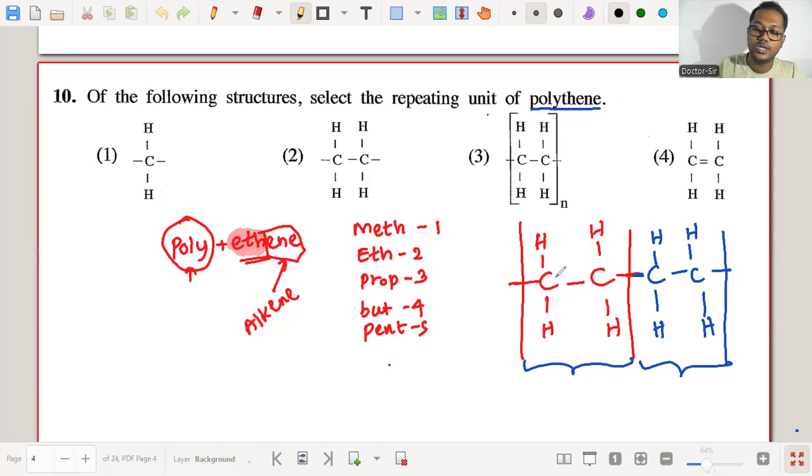So the question's first option is wrong. The second one is correct. The third one, they are putting the number n. If we take more than one repeating unit, we have to call it polyethylene, because there are more numbers. So this is the polyethylene, not the repeating unit. This is the basic single unit, this is ethene, not the repeated units. So the answer we should take here is answer 2.